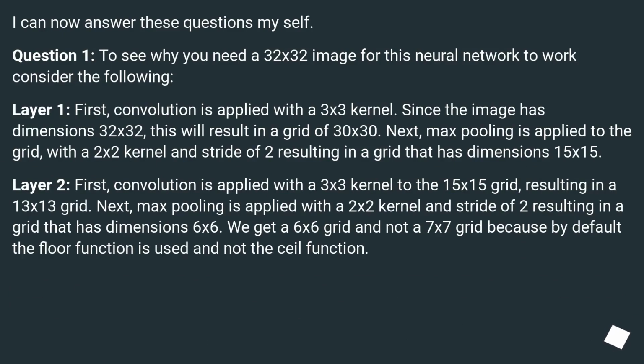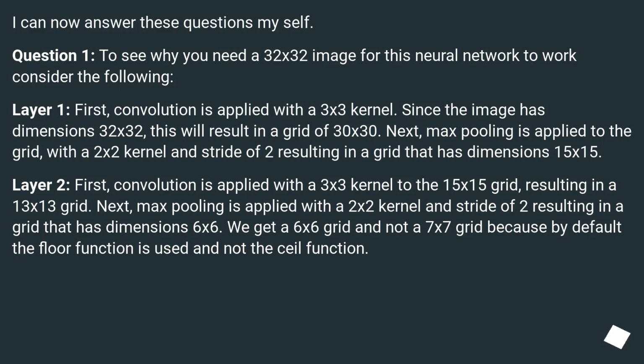I can now answer these questions myself. Question 1. To see why you need a 32 by 32 image for this neural network to work, consider the following. Layer 1. First convolution is applied with a 3 by 3 kernel. Since the image has dimensions 32 by 32, this will result in a grid of 30 by 30. Next, max pooling is applied to the grid with the 2 by 2 kernel, and stride of 2, resulting in a grid that has dimensions 15 by 15.